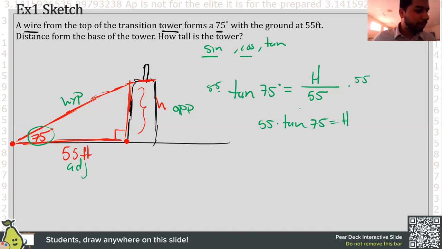If we go ahead and approximate, I got that my answer should be 205.27 feet for my solution of this height of this building. Not building, but transmission tower. Okay. Let's go ahead and try the next one.